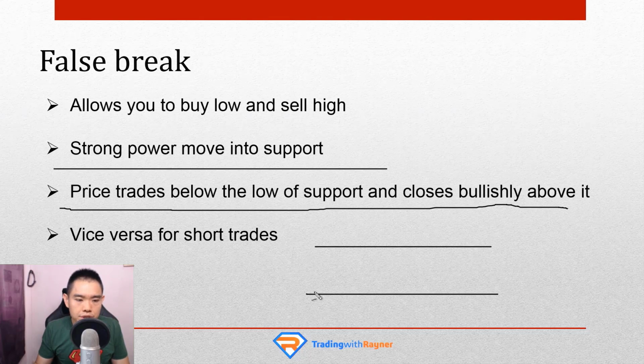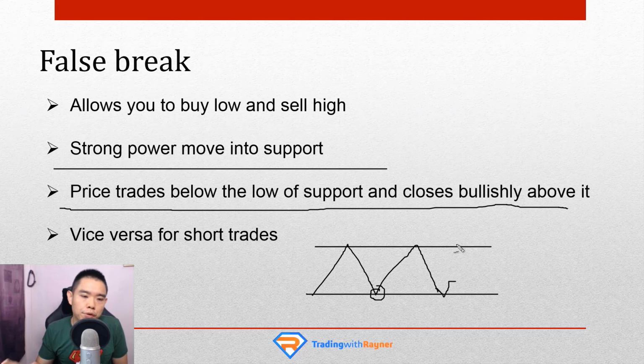Let's say the market is in a range. It goes up, down, right? So I want to see the price come bearishly into support, right? The bigger the bearish momentum candle is, the larger the range of the candle is, the better. Then I want the price to trade below the low of support. So let's say this is the low of support. I want the price to trade below it and then close back up above support, closing bullishly back above support.